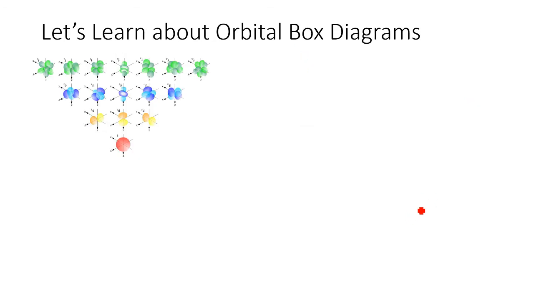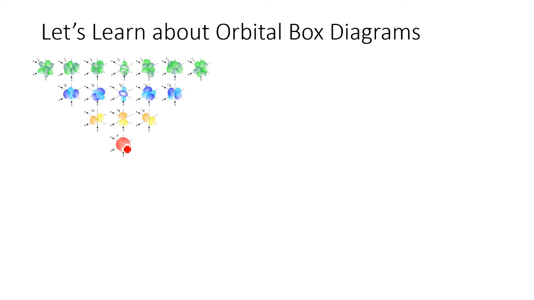Okay, so now we're going to take all this information that we know about quantum numbers and electron configurations, and we're going to build orbital box diagrams. So I've taken this picture here. I've actually flipped it upside down. This is showing us the shape of s, p, d, and f orbitals, right?